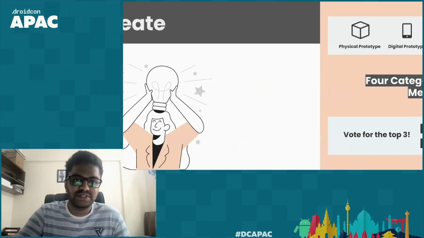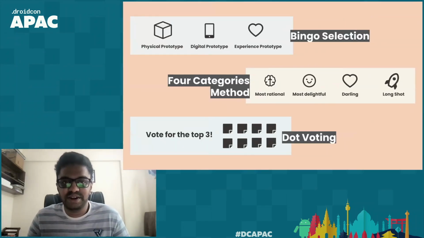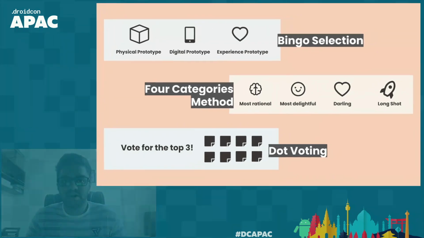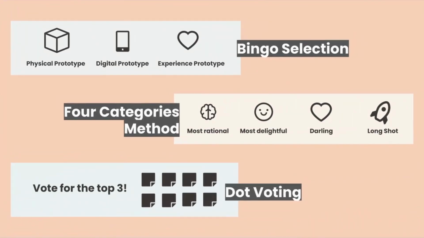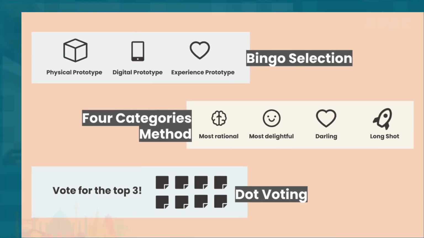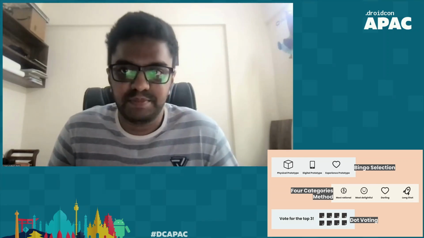If I was to talk a little bit about the different ways that you can do it, with the ideate phase, it's a little different. Out of these 3 methods, you choose the one that's most appropriate. What is the one that applies to your product the most, right? So you have this method called bingo selection, where you can either have a physical prototype of your solution, or a digital prototype of your solution, or an experience prototype of your solution.